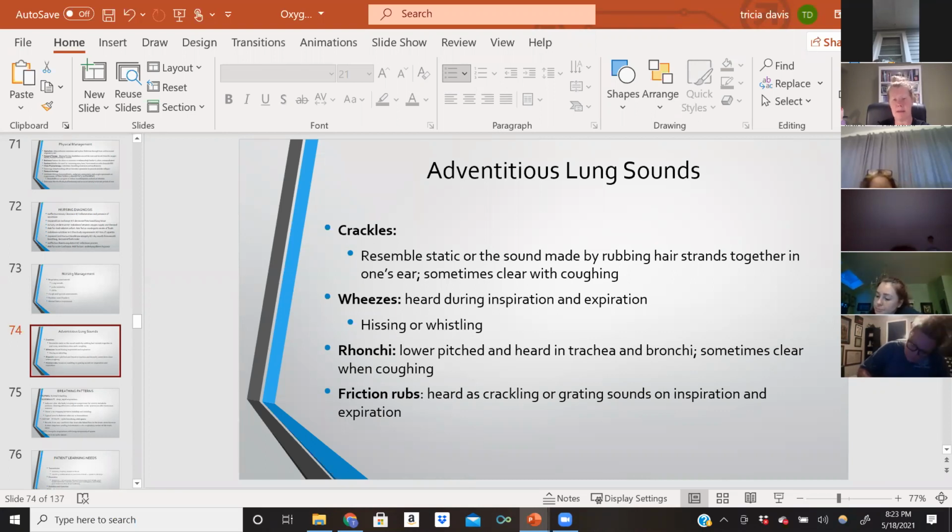Rhonchi sometimes sounds like crackles. It's lower pitched and it can be heard in the trachea or the bronchi. Also will clear when they cough. That's how you know it's rhonchi. And then you could hear a friction rub. So these can be crackles. That grating sound, that's accurate. You would hear that on inspiration and expiration, either one.